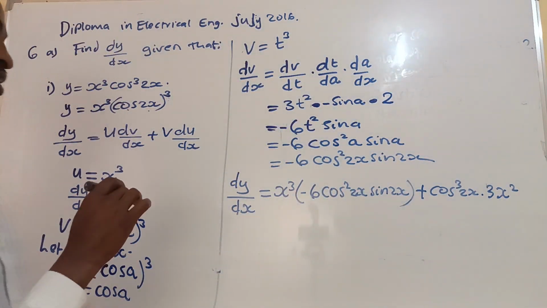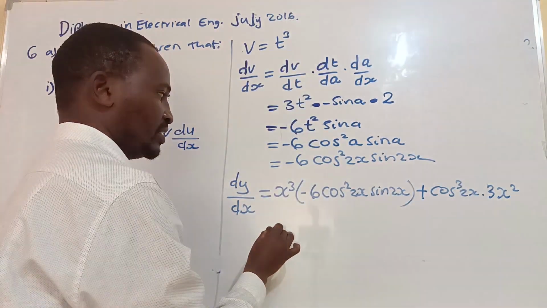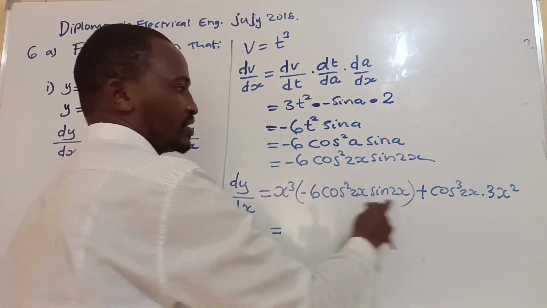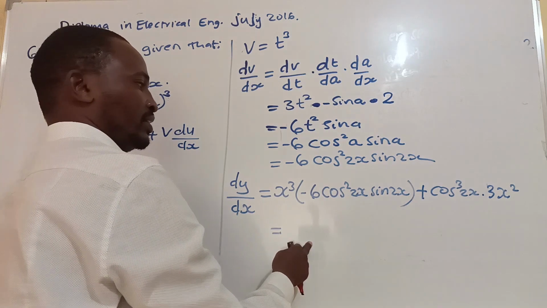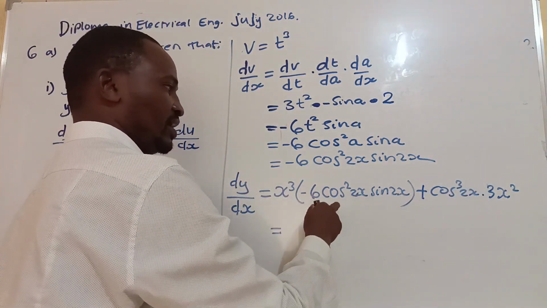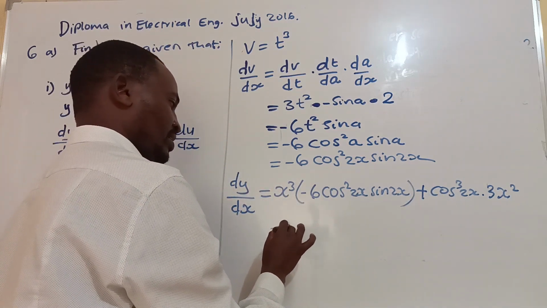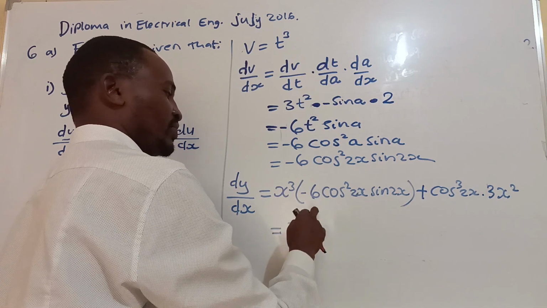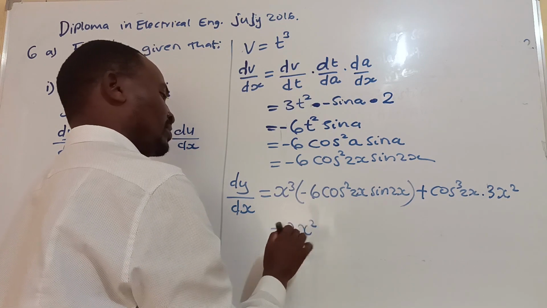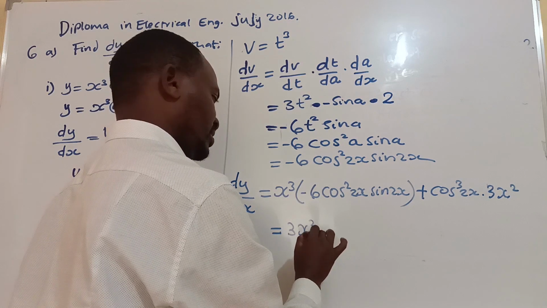So what are the common factors? This cube is multiplying here, this one has a square. Here you have 3, here you have 6, so we can factor out. Here you have a cos squared, here you have a cos cubed. So which are the common factors? There is 3, since you have a 6 and a 3. x squared, since you have an x cubed and an x squared. And cos squared.